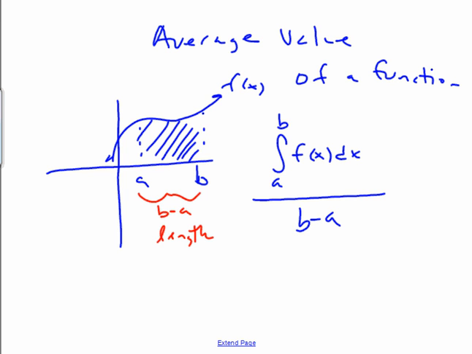So what I do is I take my area, which is height times length, and divide by length. So units wise, what I'm left with is the average height. And graphically, what this represents is the average height of that function on the interval.